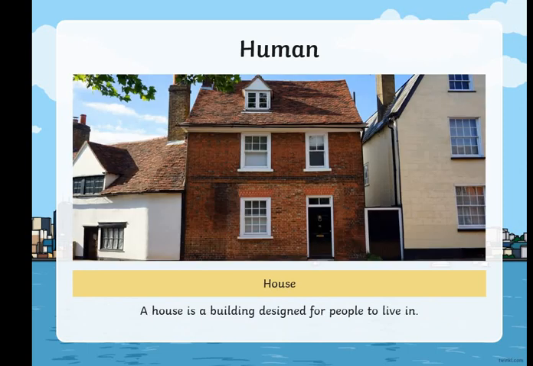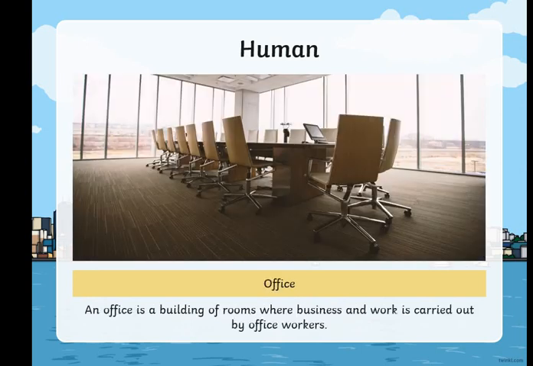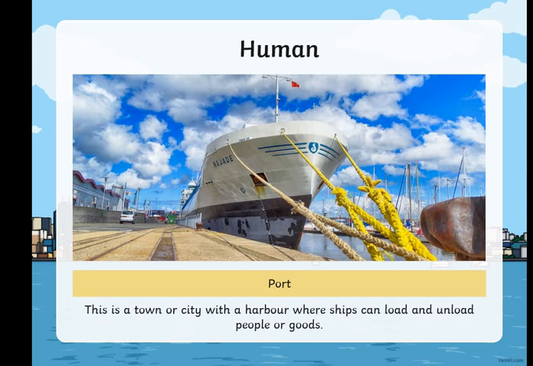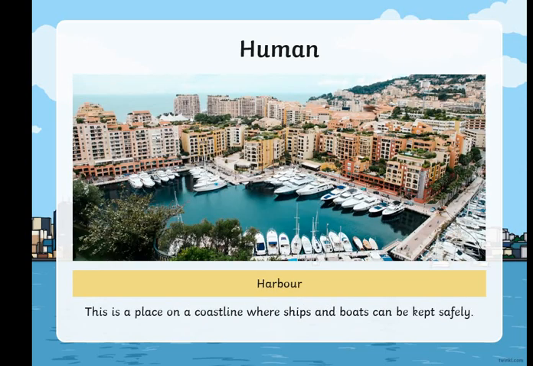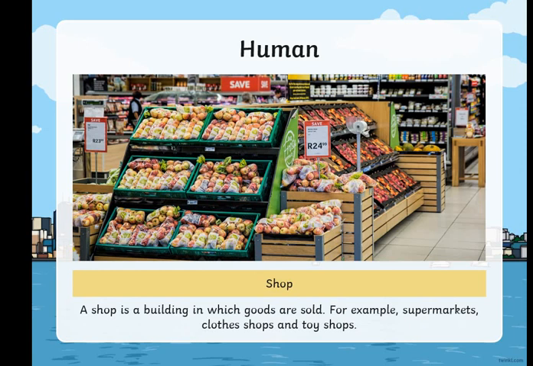A house is a building designed for people to live in. An office is a building with rooms where business and work is carried out by office workers. A port. This is a town or city with a harbour where ships can load and unload people or goods. Harbour. This is a place of shelter where ships and boats can be kept safe. Shop. A shop is a building where goods are sold, for example supermarkets, clothes shops, and toy shops. That's what I usually like, toy shops.